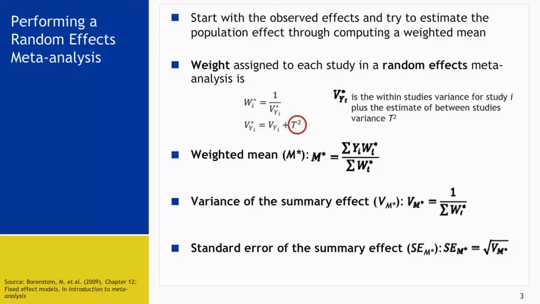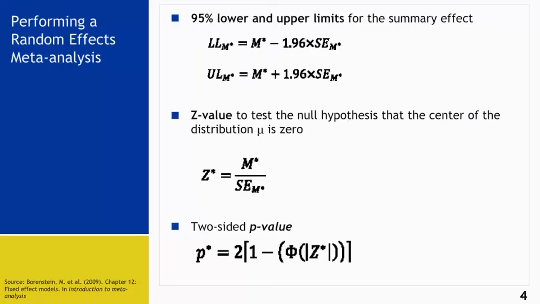So the weighted mean equals the summation of yi times wi divided by the summation of wi. Exactly the same equation you have seen previously, but the wi has been modified. You can do the variance and take a square root of that to get the standard error. Again, you can use the estimate and the standard error to get the lower and upper confidence limits for the summary effect. You can do a z-test to test the null hypothesis that the center of the distribution mu is 0. From there, you can get the two-sided p-value. Everything on this slide, you have seen previously, and the only difference is a little star placed in each equation, meaning here you have to account for the between study variability.